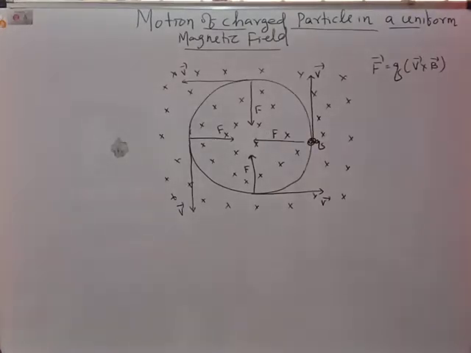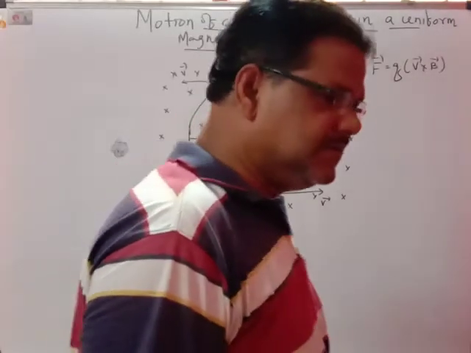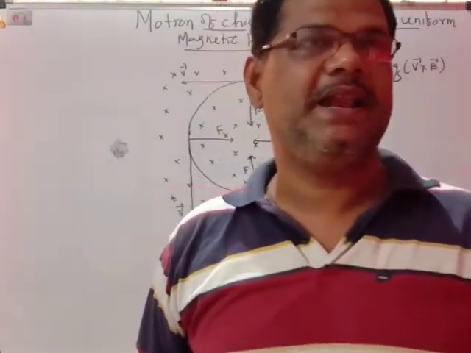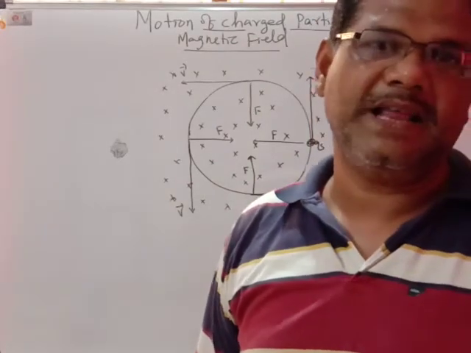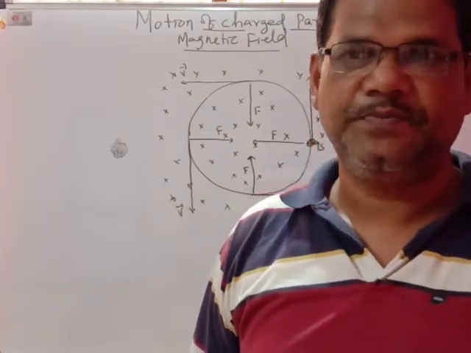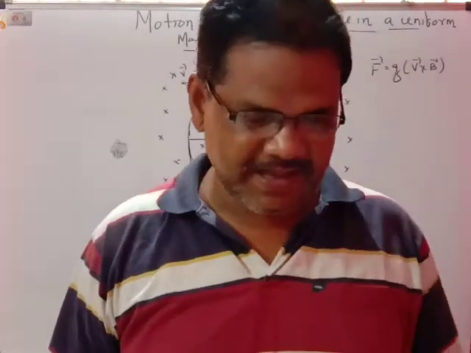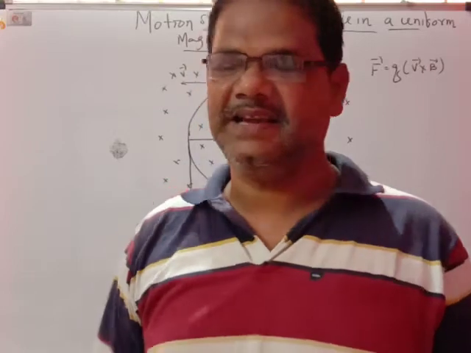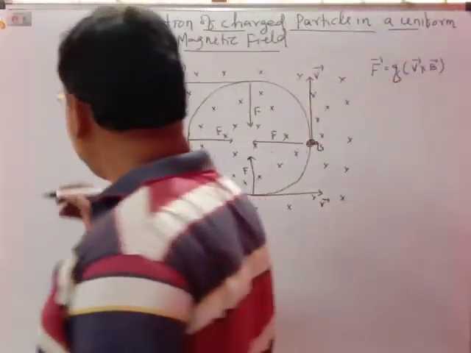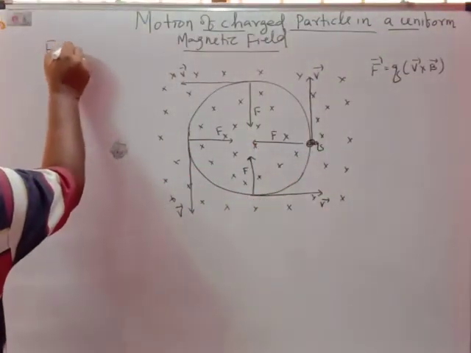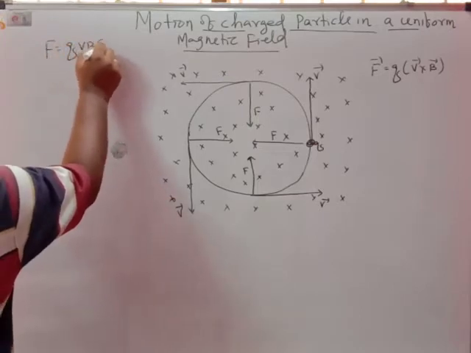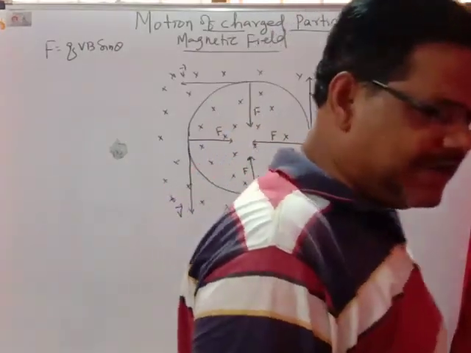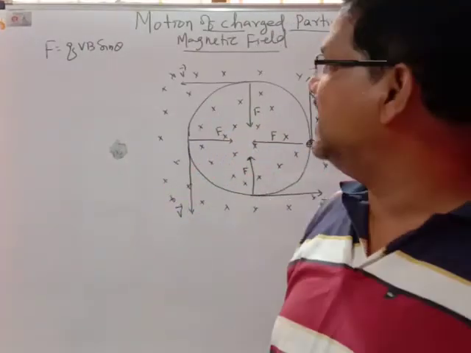Good morning, students. In the previous class, you must have learned that whenever a charged particle is moving in a magnetic field, it experiences a force. The force acting on the charged particle is given by the formula F equal to Q V B sine theta. Here Q is the charge, V is the velocity of the charged particle, and B is the strength of the magnetic field.